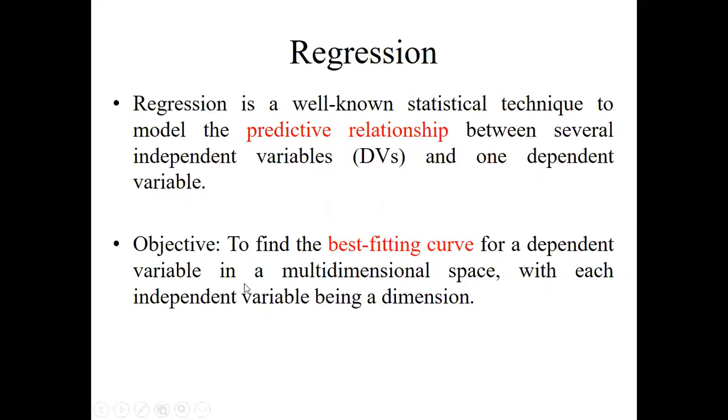Okay. The main objective of this regression is to find the best fitting curve for a dependent variable in a multidimensional space. I'll show you the scatter plot. Okay, with each independent variable being a dimension. So we'll see that in the coming slides.